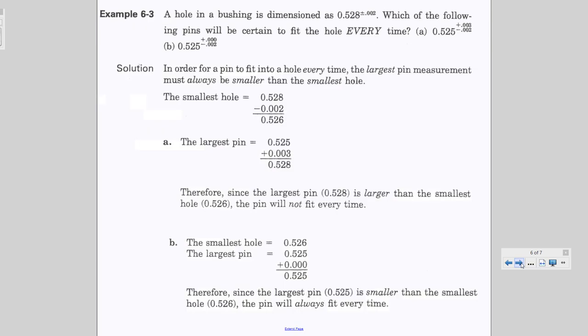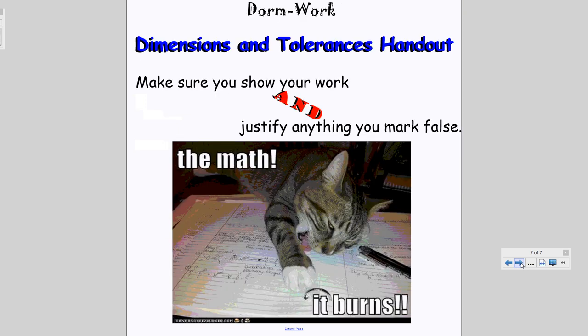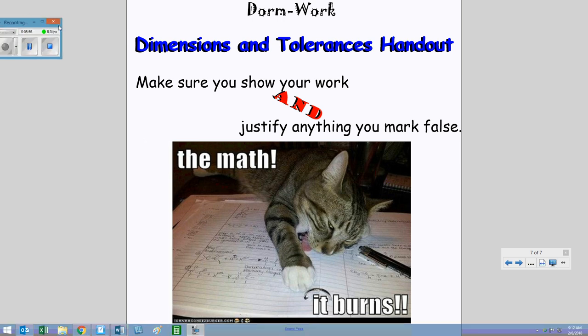And if you pause the video right here, you can read this write-up that also explains what I just said. Okay, so you have some homework to practice this. Make sure you show your work, show your steps. And if you have a true and false part, anything that you mark false, make sure you justify, so explain why. Good luck. Ask me questions if you have any, and I will do my very best to answer.